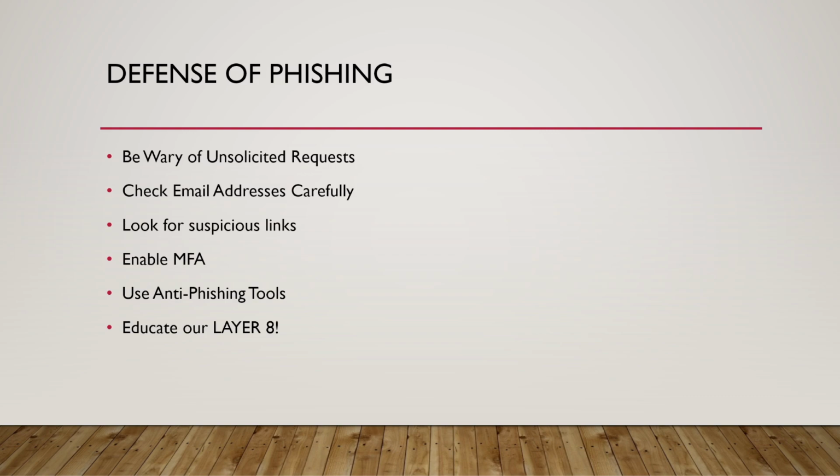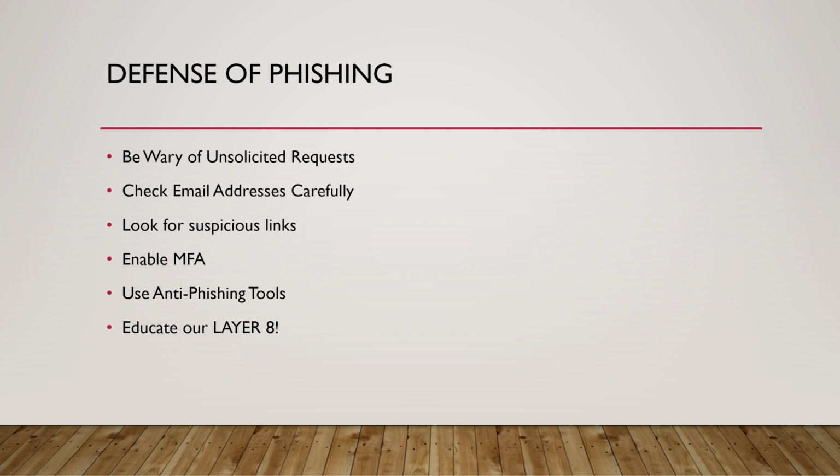So how do we defend against phishing? Well, definitely be wary of unsolicited requests, just like always. We need to double check the email addresses that they come from very carefully. They like to use typo squatting or things that look very similar to the real thing in their email addresses. We need to look for links. If there's a link in there, definitely check for suspicious links. These links themselves often take you to a weird website. So if you're getting something from FedEx.com, it better be taking you to FedEx.com.